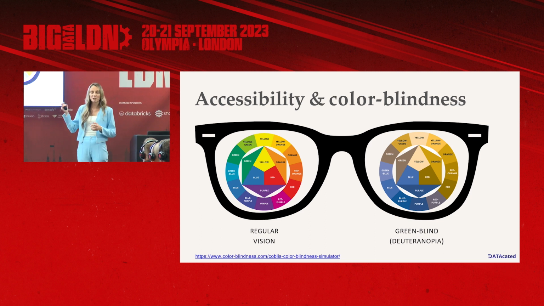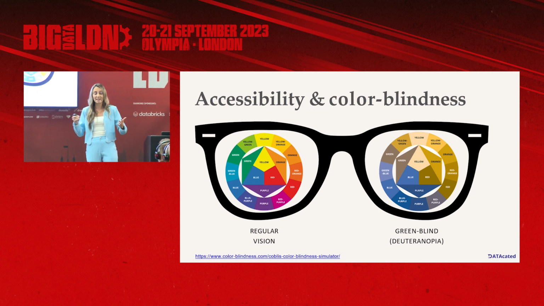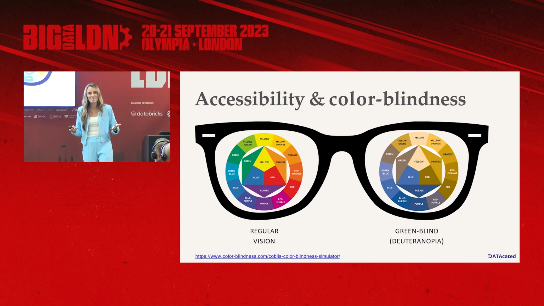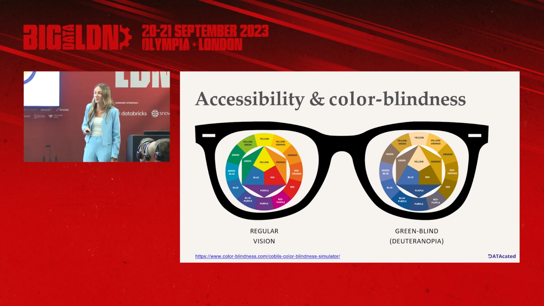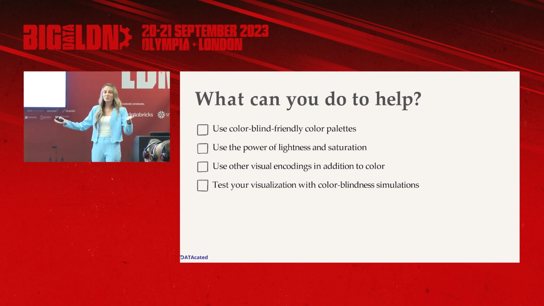When I was at the book stand earlier, I met someone, and she said that the person in charge of all their colors is colorblind at their company. I thought that was pretty interesting, and she said he's going to read this book, so he's going to learn more about his own condition. So what can you do to help?